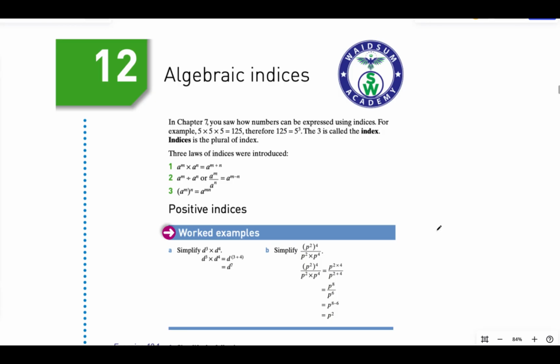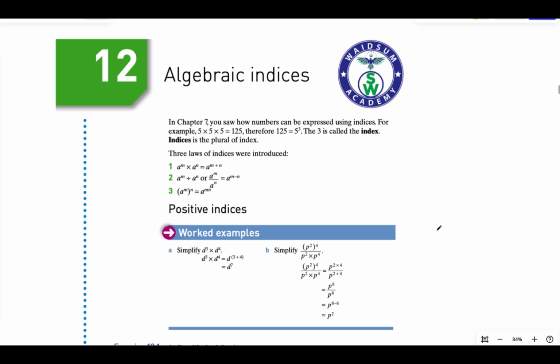So indices is just putting algebra in power. Instead of writing it the normal way, we raise a certain number or a certain letter to a certain number. Now they come in different forms, so we put them into laws according to their rules, according to how they follow the order of operations.